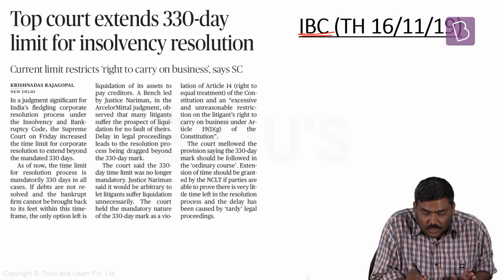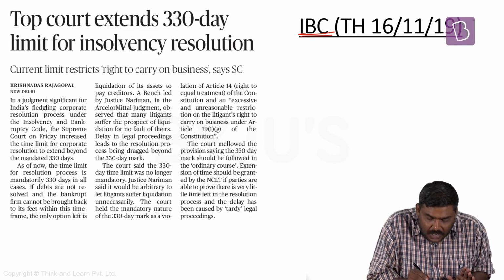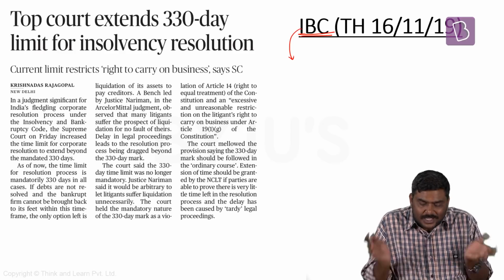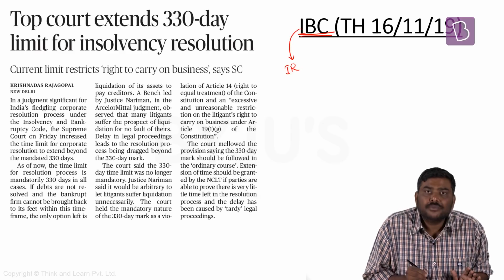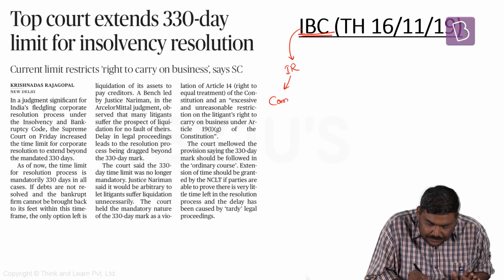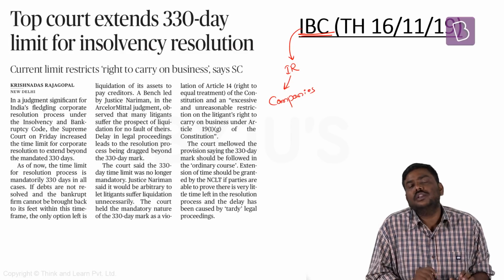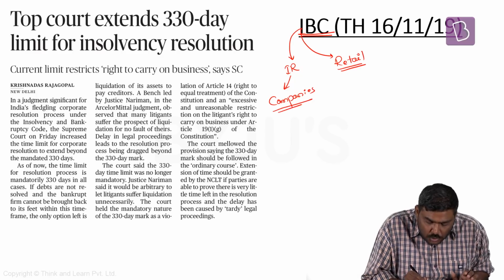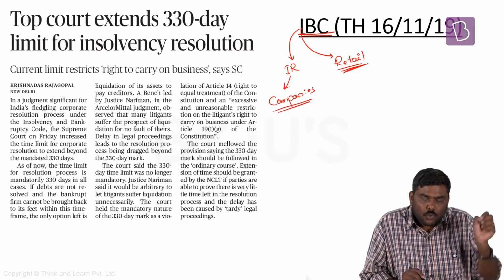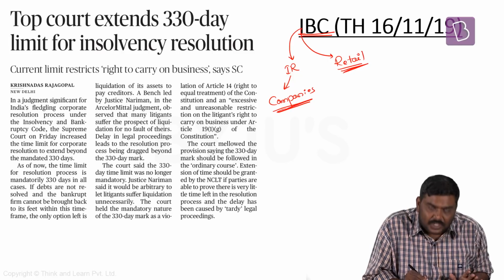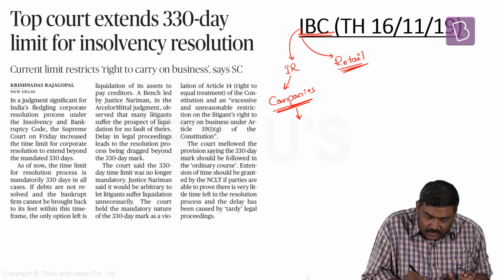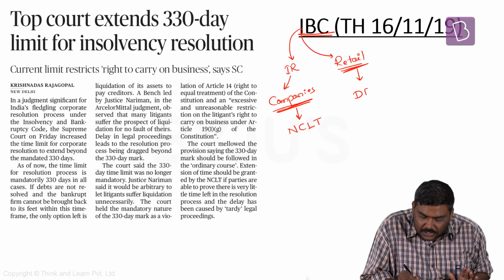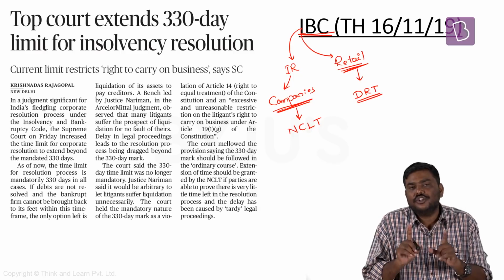Next article is related to the Insolvency and Bankruptcy Code. Now, the Insolvency and Bankruptcy Code basically provides insolvency resolution for the companies which take loans and default on the loan, and also the retail borrowers who default on their repayment. So, to oversee the insolvency resolution in case of the companies who default on the payment, we have an authority, NCLT. And in case of retail borrowers, there is an authority of DRT, Debt Recovery Tribunal.